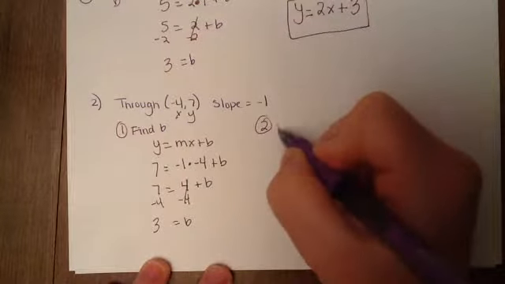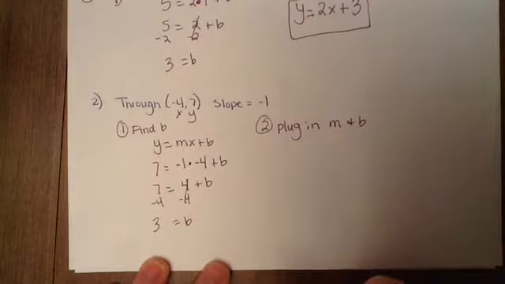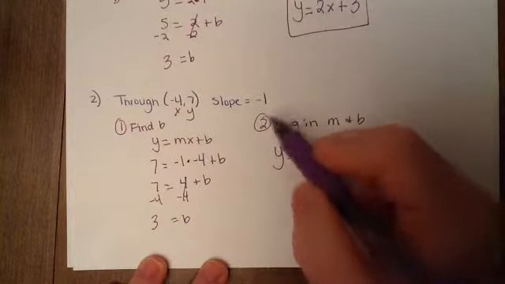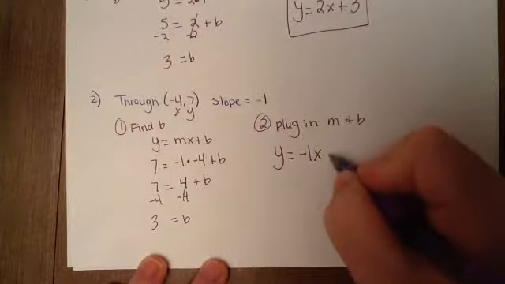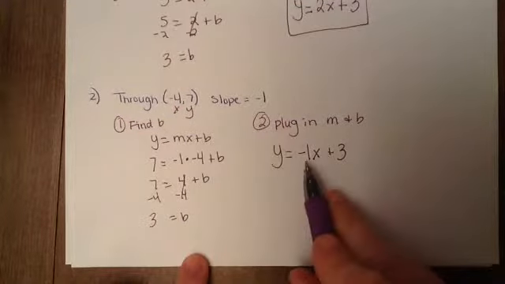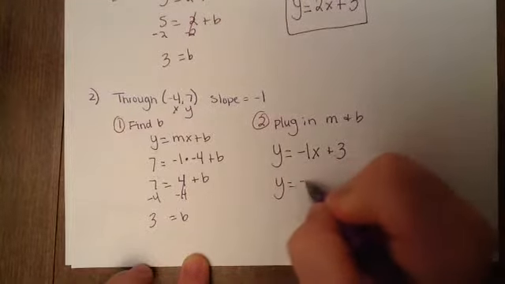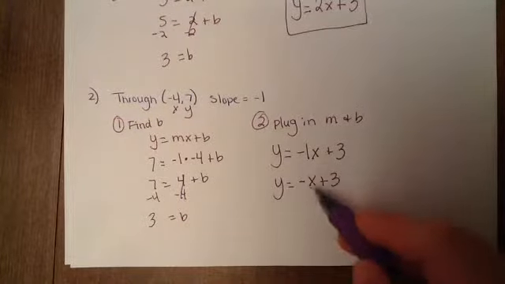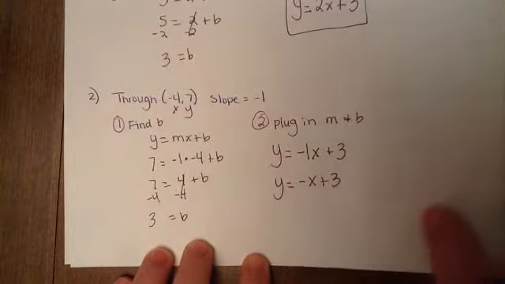My second step is to plug in my slope and y-intercept. So y equals mx plus b. My m is -1 times x plus b. And I don't need the 1 in front. I'll just put the negative sign. Both of those are the same, so you can have the 1 in front, but you don't need it. So find your y-intercept, plug in those values of slope and intercept.